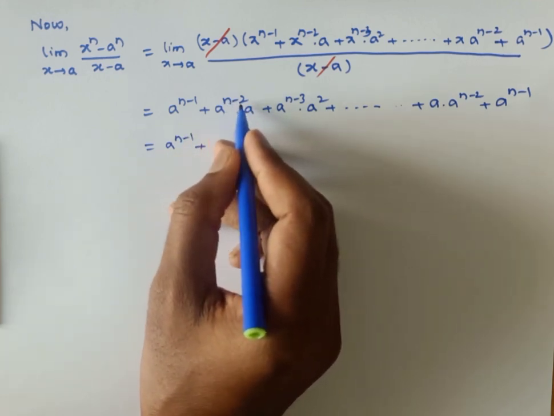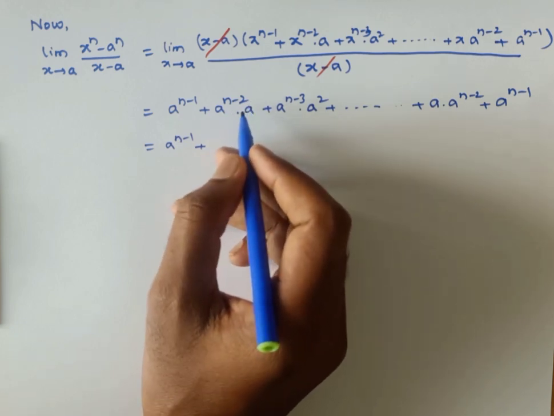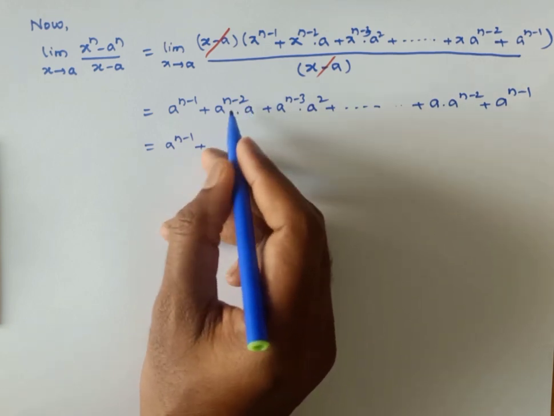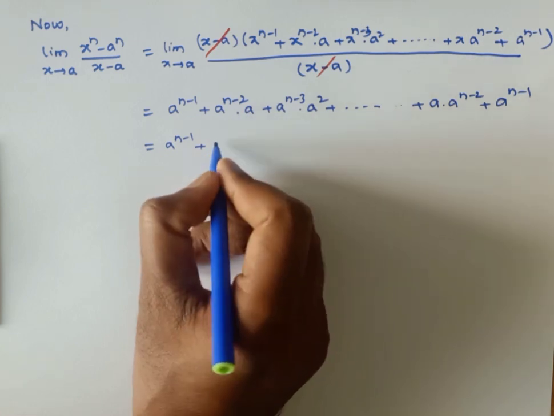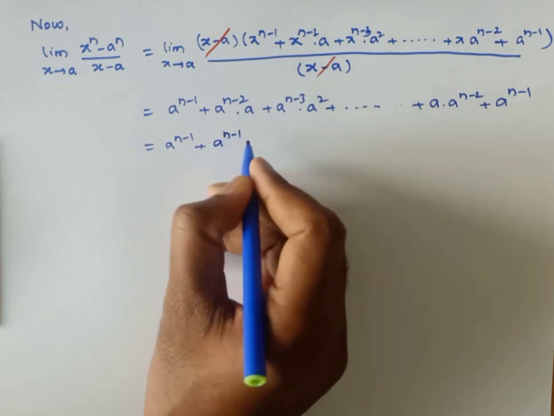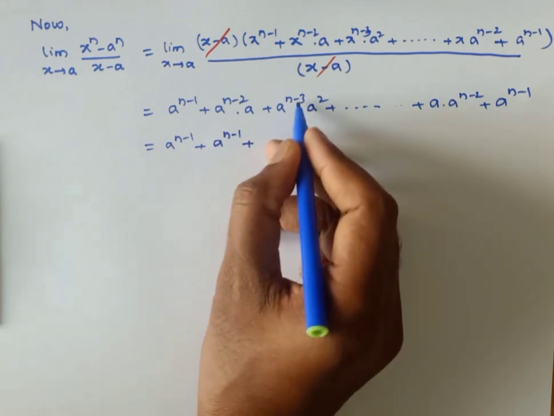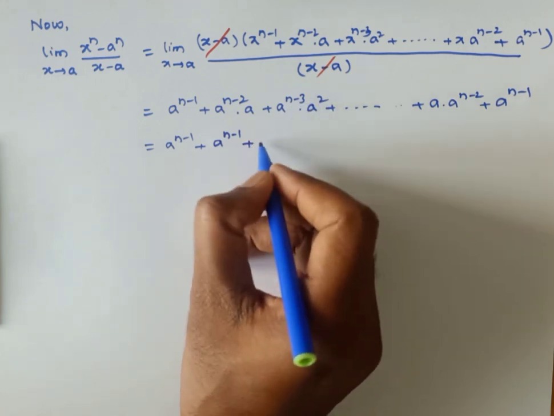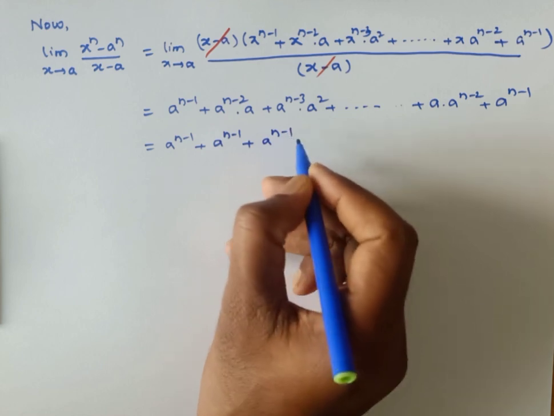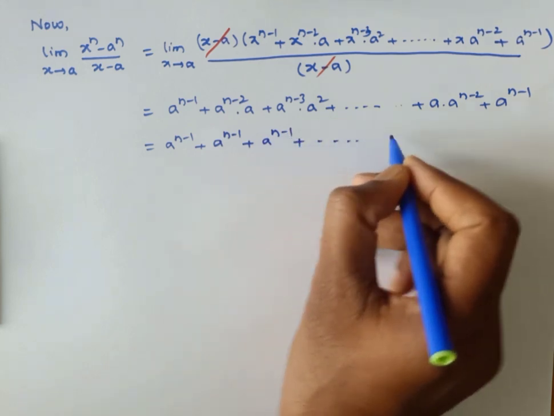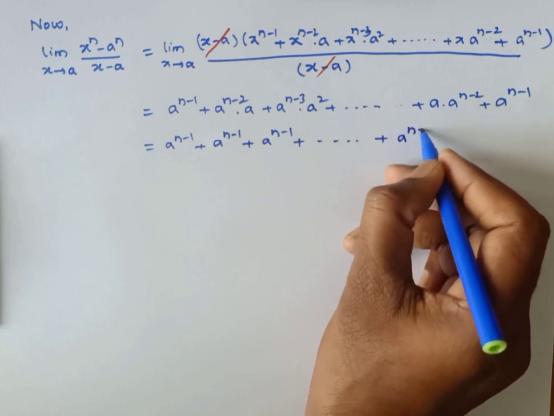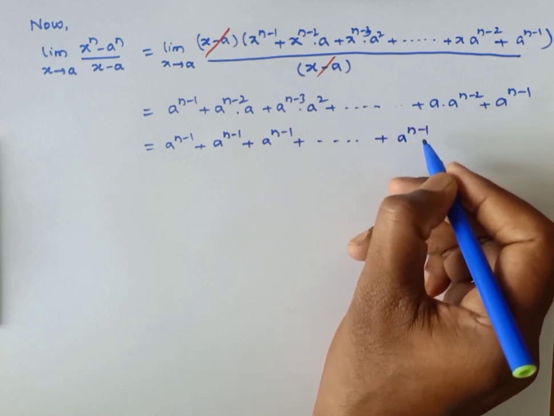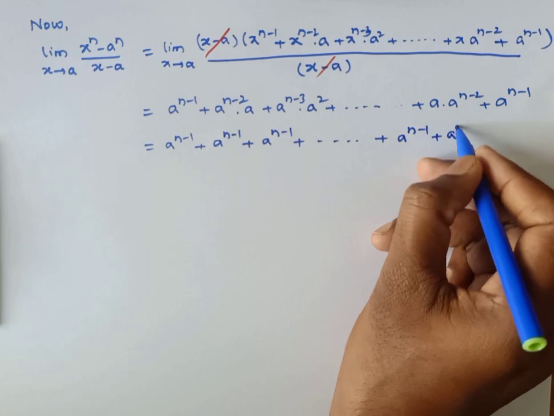So here the bases are same, so you can add the powers, so that it is a power n minus 2 plus 1, that means a power n minus 1 only. Now here a power n minus 3 and a power 2 is there. Again it is a to the power of n minus 1, plus and so on. Now here it is a into a to the power of n minus 2, so that it is a power n minus 1 only.